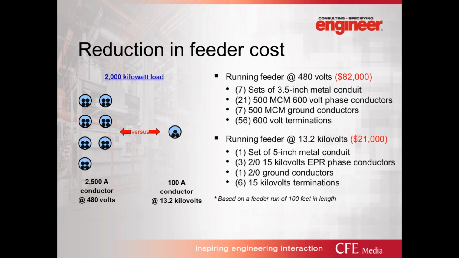Same thing with the cost of the feeder. In that instance we were just talking about, the 2,000 kW load takes 7 sets of cable for 2,500 amps. At 13.2 kV, it's one set. It's only 100 amps. So when you're looking at the conduit involved, the actual phase conductors, the grounding conductor, all the terminations at the 480 level, it could add up to about $82,000. On the 13.2 side, because you're only one set, you only have 3 conductors, and you're only looking at 6 terminations, even though they may be medium voltage terminations, you're looking at $2,100. So again, when you look at large facilities, this can start to add up.